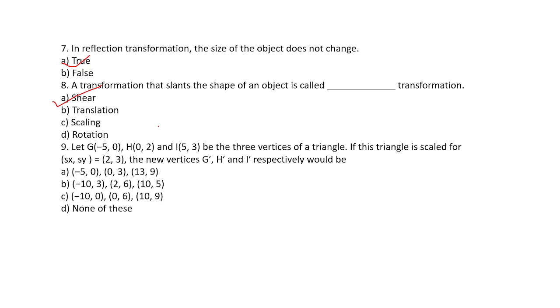See, scaling factors are given as Sx and Sy, 2 and 3, right? And the vertices of the triangle are given as minus 5 comma 0, 0 comma 2, and 5 comma 3. Okay, so what will be the new vertices if you write the transformation matrix?